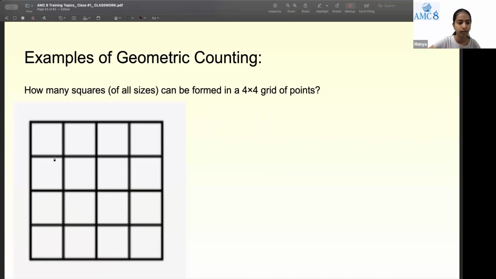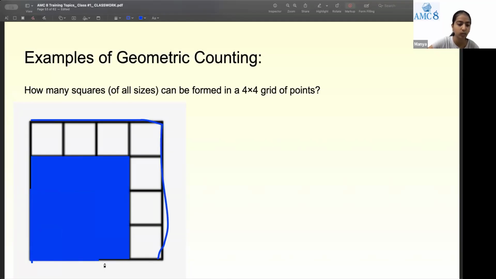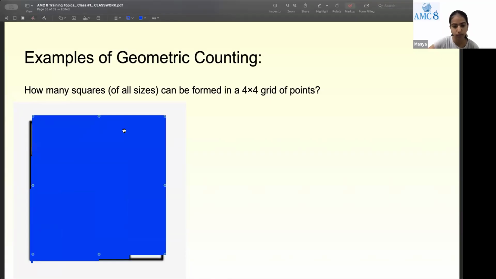Okay, so here, we need to find how many ways we can fit these shapes. Let me change the color. I'll use blue. So there can be this square right over here. So there's a 1x1 square, and this is a 1x1 square. There can also be a 2x2 square, 3x3 square, and a 4x4 square. But how many of these are possible?